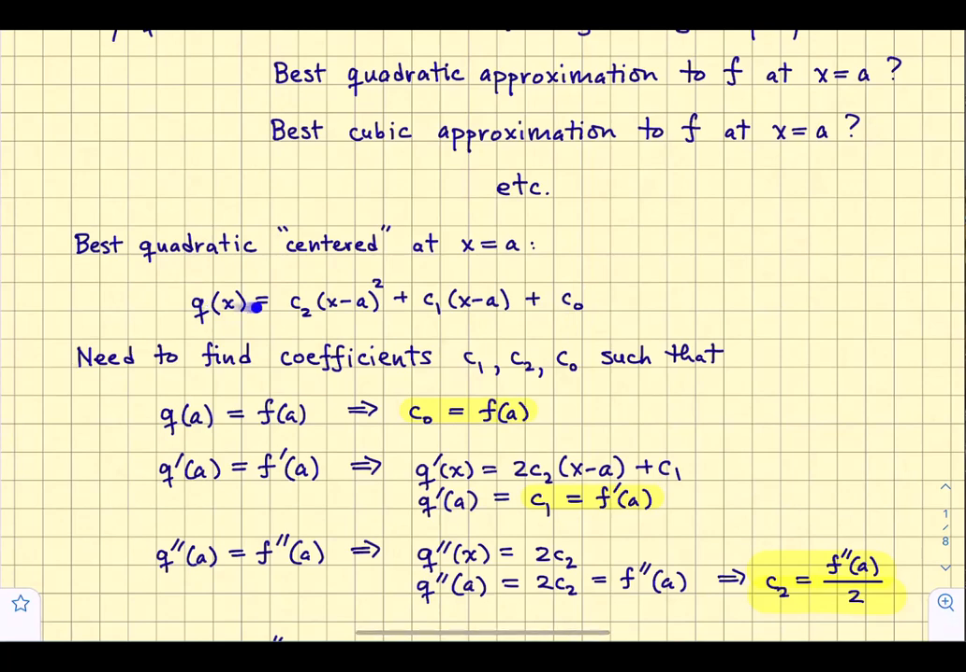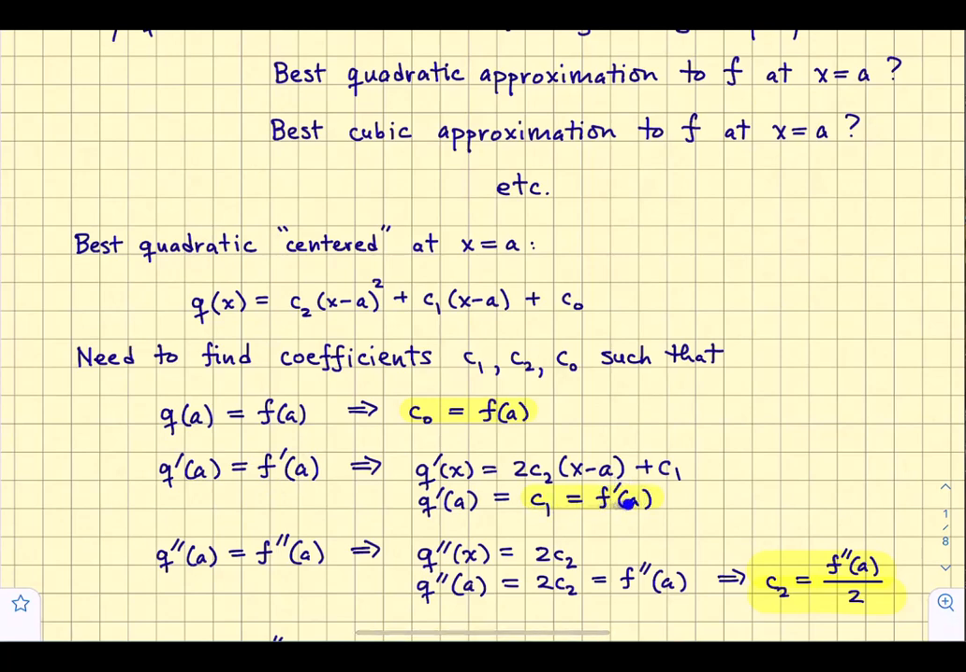If you take the derivative of this with respect to x and then evaluate this at a, well, first let's take the derivative. Q prime of x is this. We evaluate this at x equals a. When you evaluate this at x equals a, this zeroes out, you just get c1. And if we want q prime at a to equal f prime at a, that forces c1 to be f prime at a. So now we found the value of our second constant. It's f prime at a.